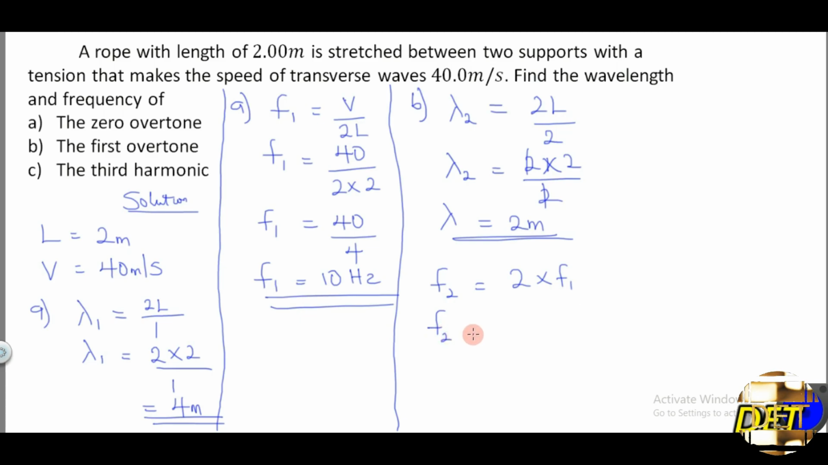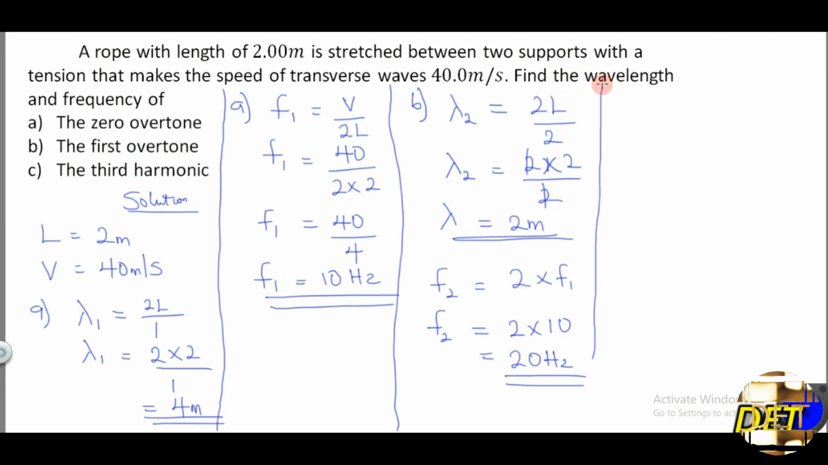So my F2, which is the frequency of the first overtone or the second harmonic, is equal to 2 times the fundamental frequency, which is 10. So that will be equal to 2 times 10, which is 20 Hz. This is the frequency of the first overtone, which is equivalent to your second harmonic.